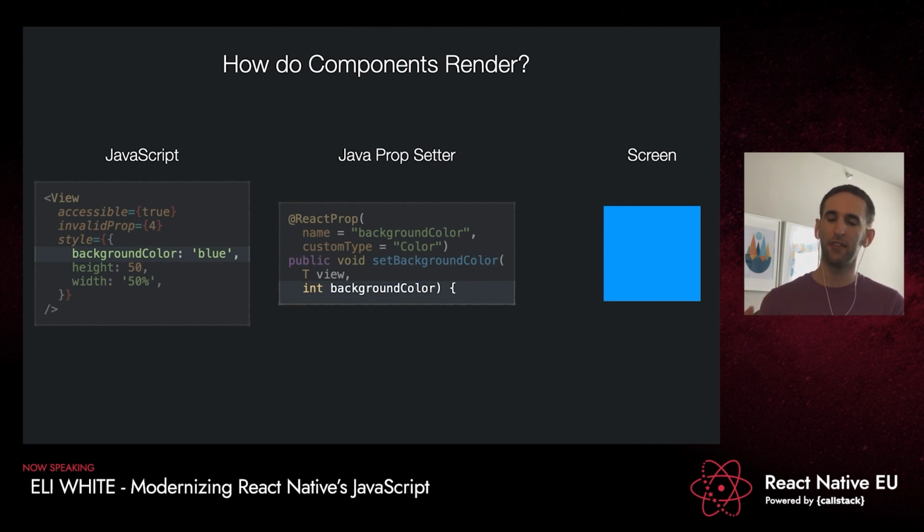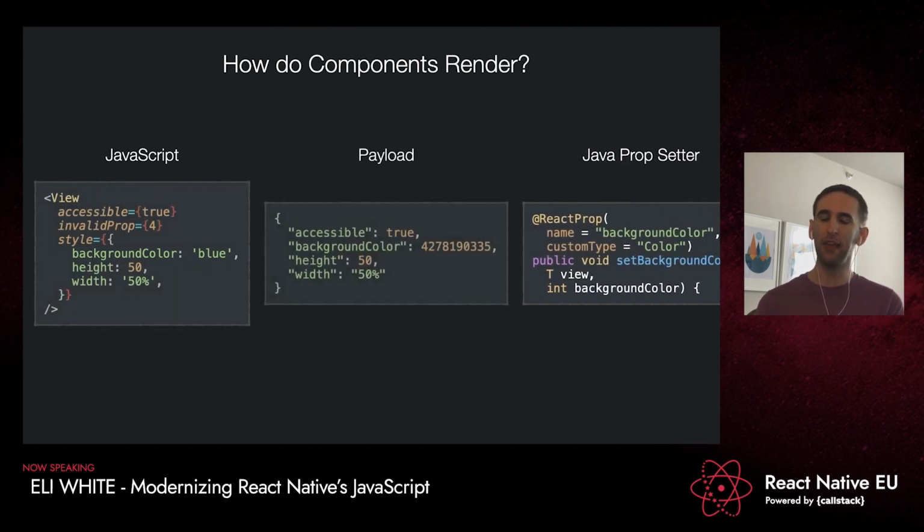The JavaScript does some processing and it sends some information to Java. And this information is a payload with these different properties in it. And something you'll see here is that the background color is an int. It's the int that is sent to that Java prop setter. And in JavaScript, we still have this blue. Another thing to notice is that in JavaScript, we have this invalid prop, but that does not show up in the payload. So something somehow, somewhere, knows to convert blue to this int and knows to remove invalid prop.